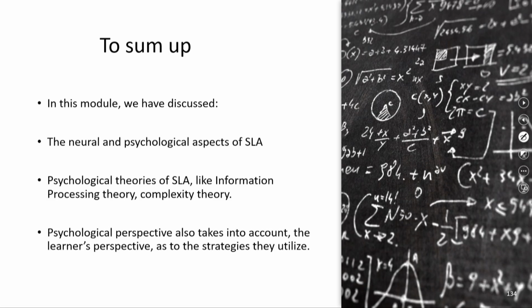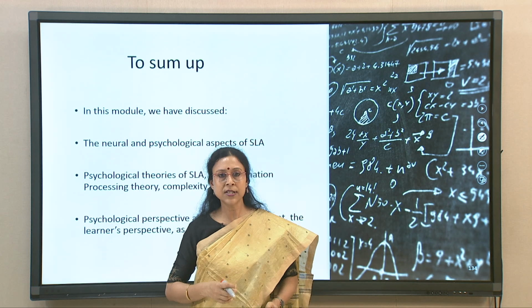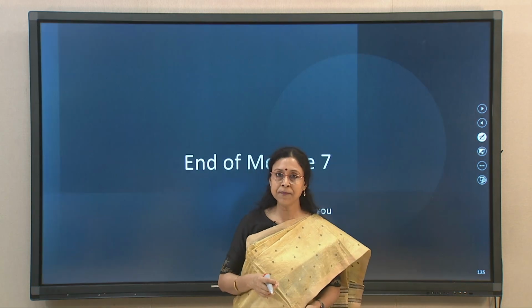We did not go into too much detail because it has already been taken care of in another module. Then psychological theories of SLA like information processing theory, connectionism and complexity theory, and psychological perspectives also take into account the learner's perspective, which is very important because the learner is an active agent in the entire process. So, we looked at the strategies used by the learners and how we know what those strategies are, that also has been discussed. So, this is where we wrap up module 7.